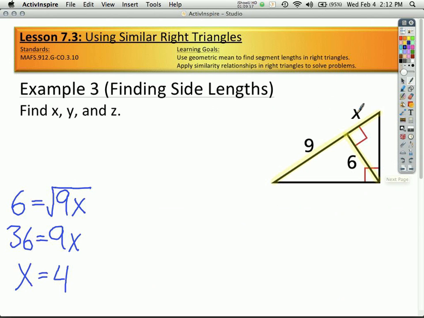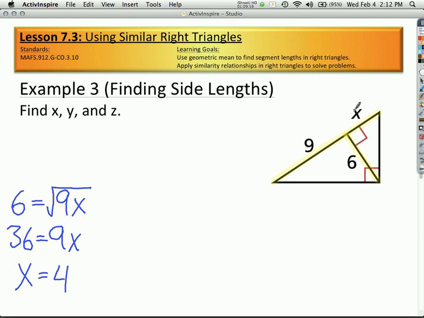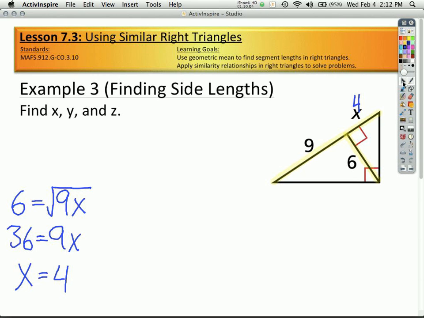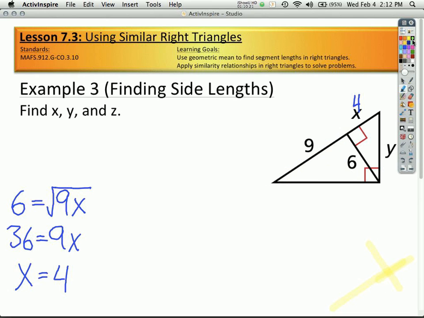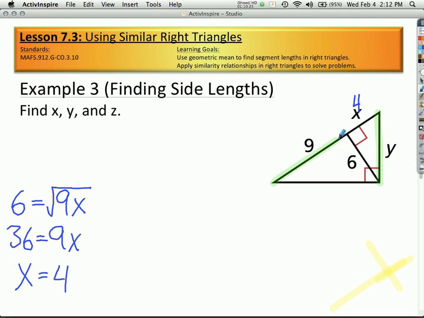So now we know that x is 4. So this is really a 4. Now we need to find y. And so now you have to understand the other theorem. That there is a relationship between this distance, this whole distance, and this distance right here.